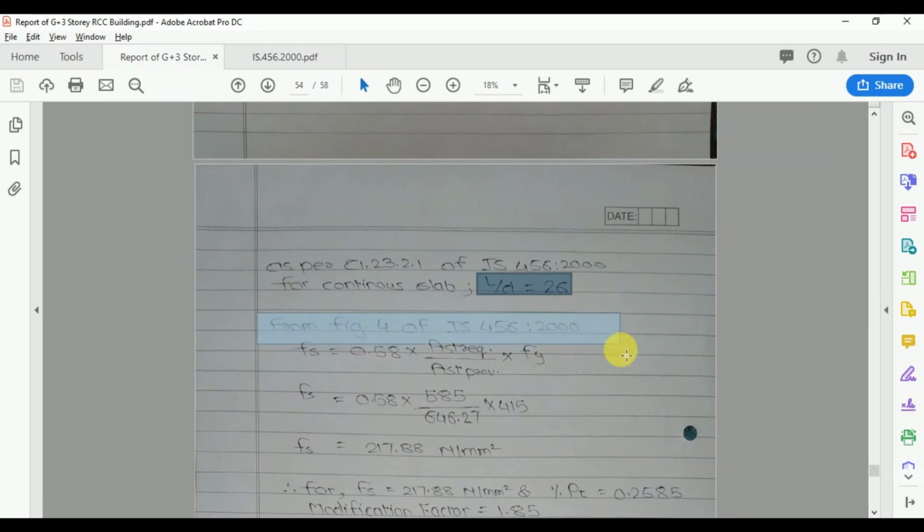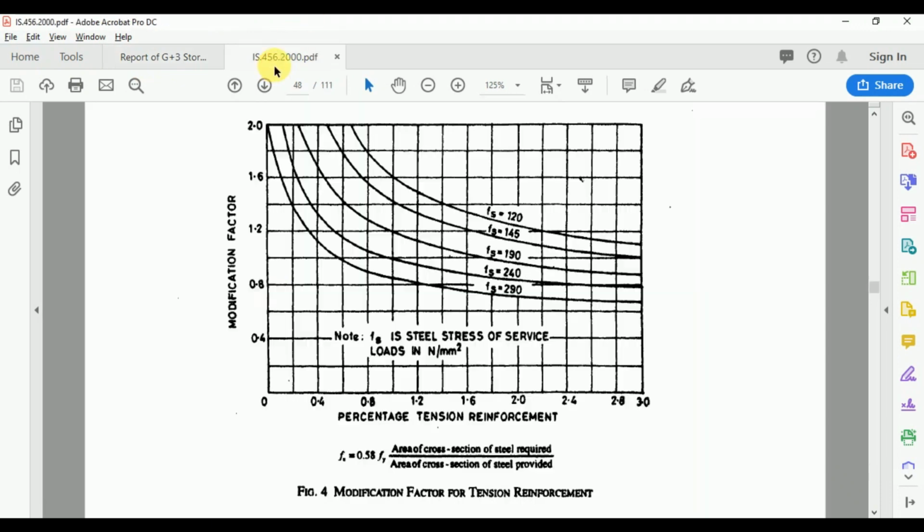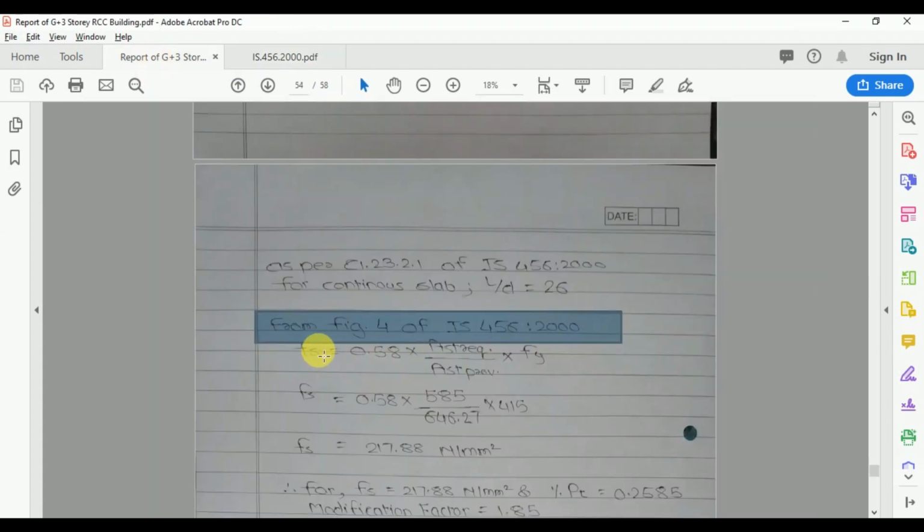So from Figure 4 of IS 456-2000, here you can see Figure 4, that is modification factor for the tension reinforcement. So here the percentage PT in our case is 0.2585. That is, 0.2 is here and 0.25 may be here. So with respect to that, we need to choose the curve, that is Fs. So here for the Fs, we have the formula: 0.58 into Fy into area of steel required upon area of steel provided.